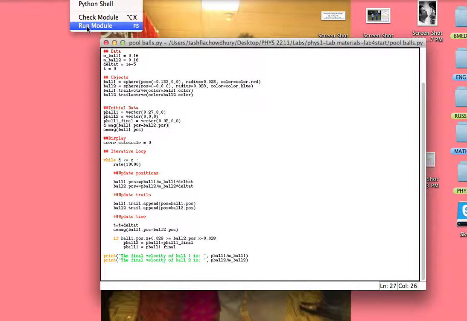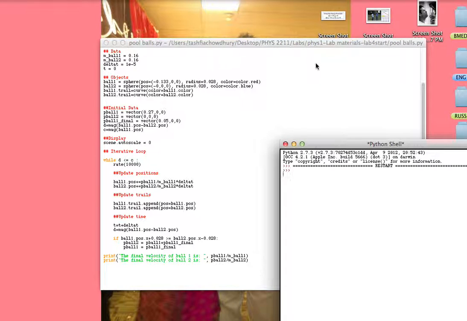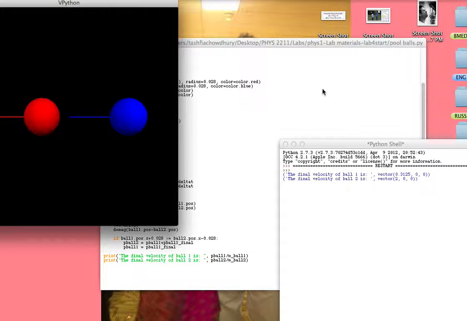And as you can see, the red ball moves relatively quickly and collides with the blue ball and slows down a little, and the blue ball moves faster. So the final velocity of ball 1, which is the red ball, is 0.3125 meters per second, whereas the final velocity of ball 2, the blue ball, is greater than ball 1's velocity and is 2 meters per second. This is the predicted final velocity of ball 2.